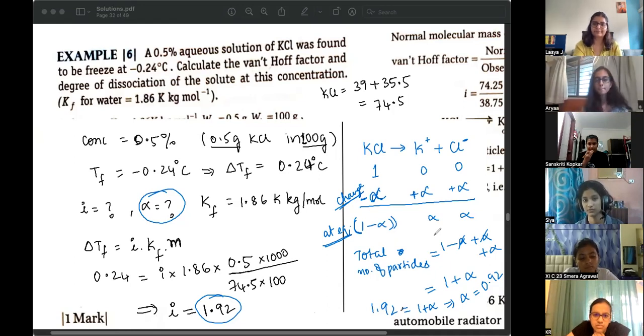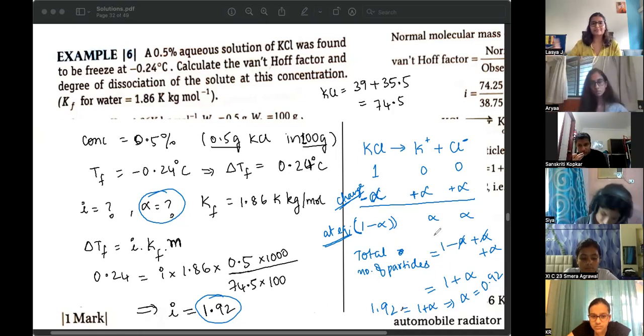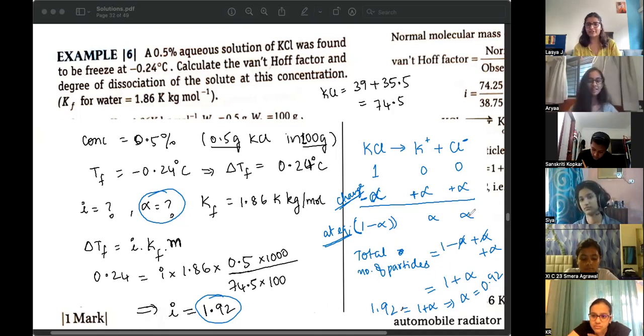In the actual formula, I mentioned alpha equal to (I minus 1) by (N minus 1). So we know there is an alpha because N is not equal to I. If N equals I, alpha is 1, that's basically 100%. That is specifically for degree of dissociation.